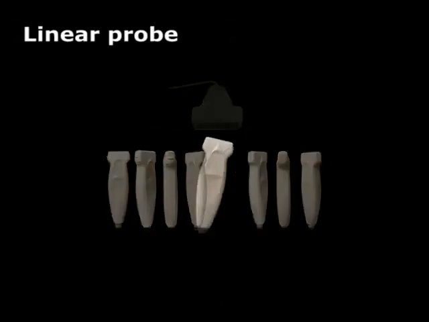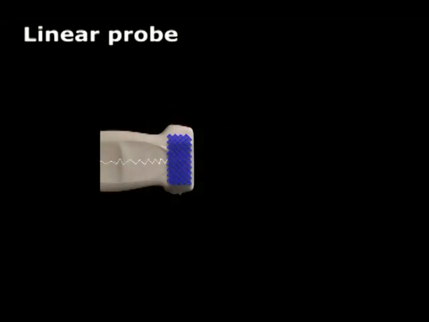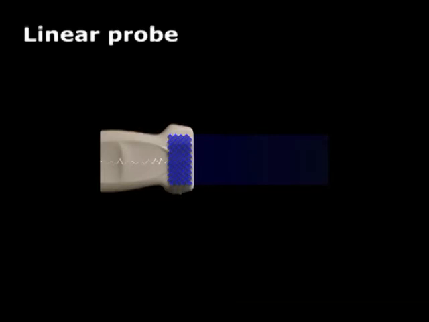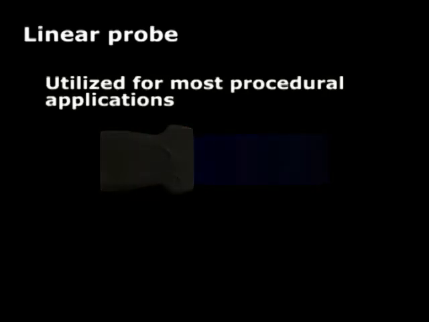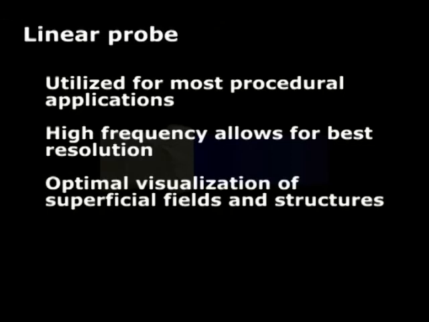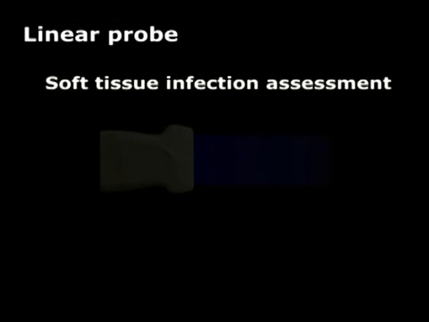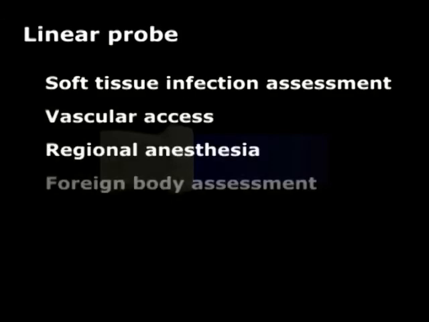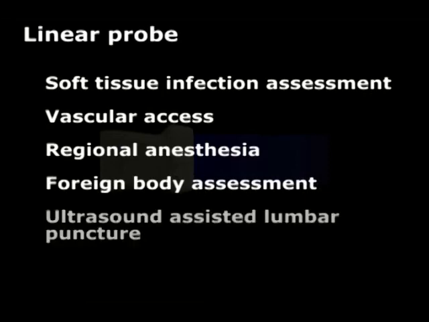Linear probes transmit and receive sound waves in a linear fashion, which allows for more of an anatomically accurate ultrasound image. In general, this is the probe utilized for most procedural applications, given its high frequency allows for best resolution and optimal visualization of superficial fields and structures. Examples of such applications include soft tissue infection assessment, vascular access, regional anesthesia, foreign body assessment, and ultrasound-assisted lumbar puncture.